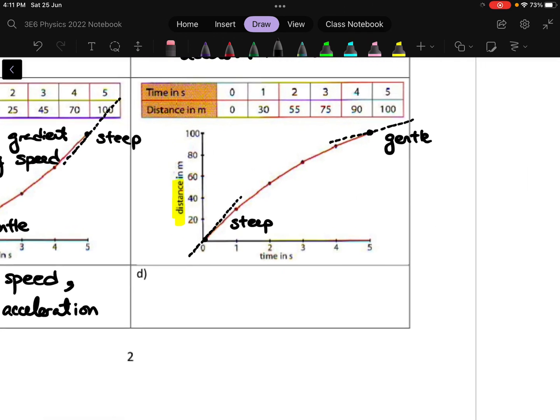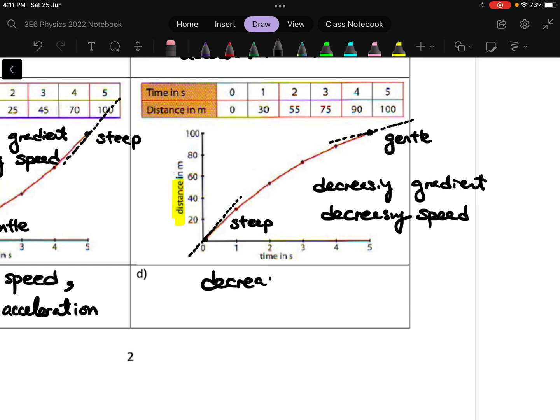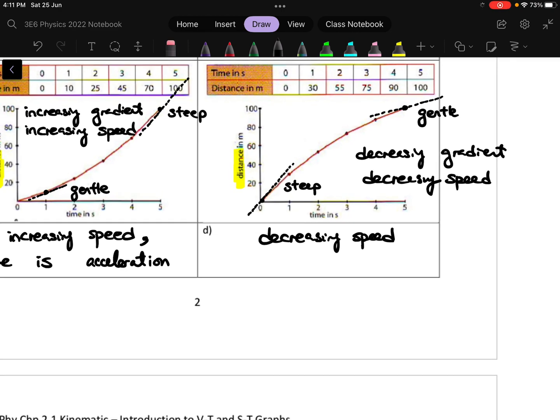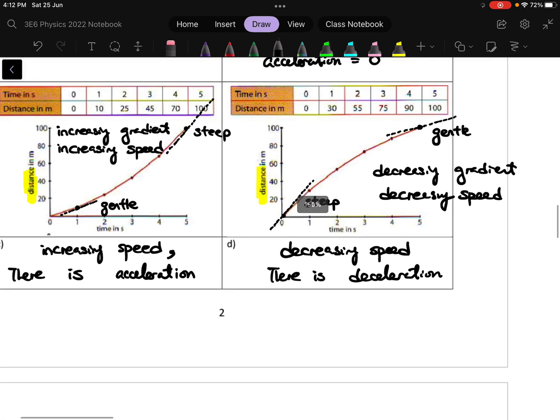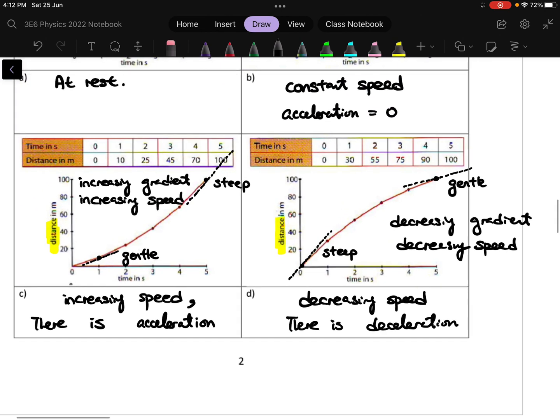So in this case, in mathematics, this is what we call a decreasing gradient. So since the gradient of a distance time graph represents speed, we can also say that this is decreasing speed, right? So I can say that the object is moving with decreasing speed, and if the speed decreases, it means that there is deceleration.